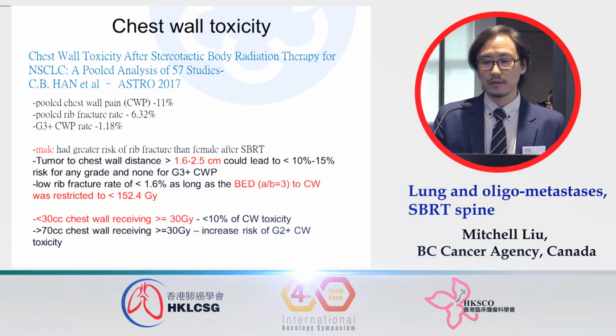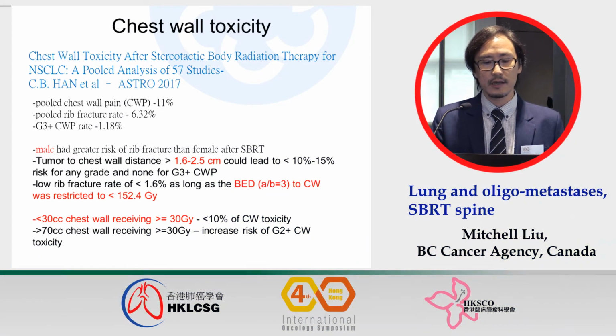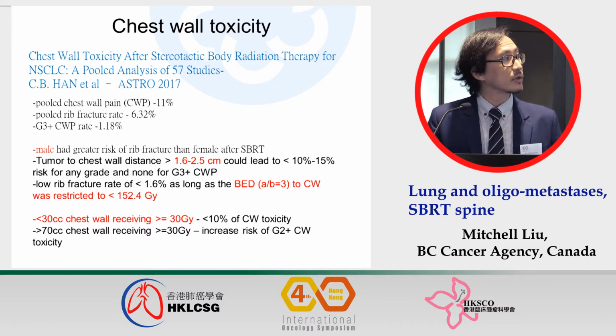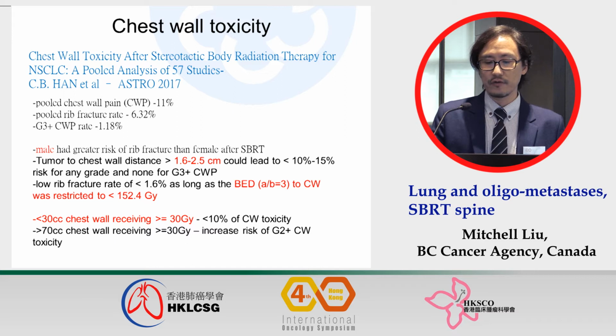Another common toxicity reported would be chest wall toxicity. And this is a recent publication presented at ASTRO this year. The pooled chest wall pain reported is about 10%. And high-grade toxicity is quite low, in the range of 5–6%, and grade 3 toxicity is only 1%. If you keep the chest wall dose receiving greater than 30 grays to less than 30 cc, most of the time you will keep the chest wall toxicity to less than 10%.